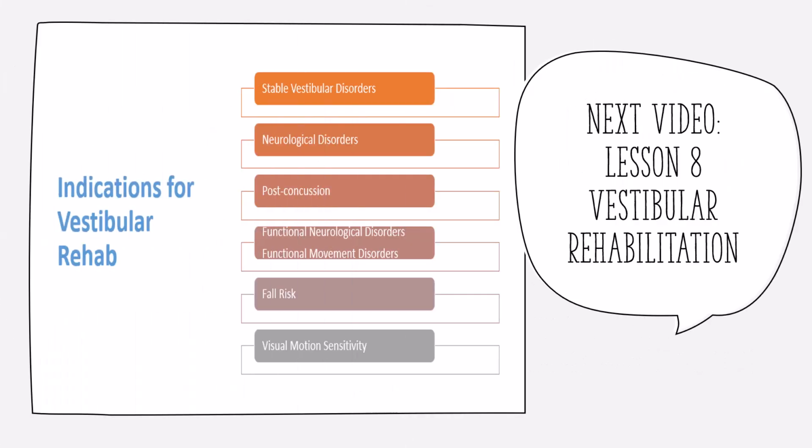So cannot say enough about the importance of community. This short video was to provide some insight of what we focus on during the vestibular clinical exam. In the next video, we get to talk about rehab. And in this slide, it just shows you what are some of the indications. We revisit, is this a stable condition? Is this neurological, post-concussion? Is it a functional movement or neurological disorder? Are they a fall risk? Is it visual motion sensitivity? So there's a lot of indications for vestibular rehab. Look forward to giving you an overview of Lesson 8.